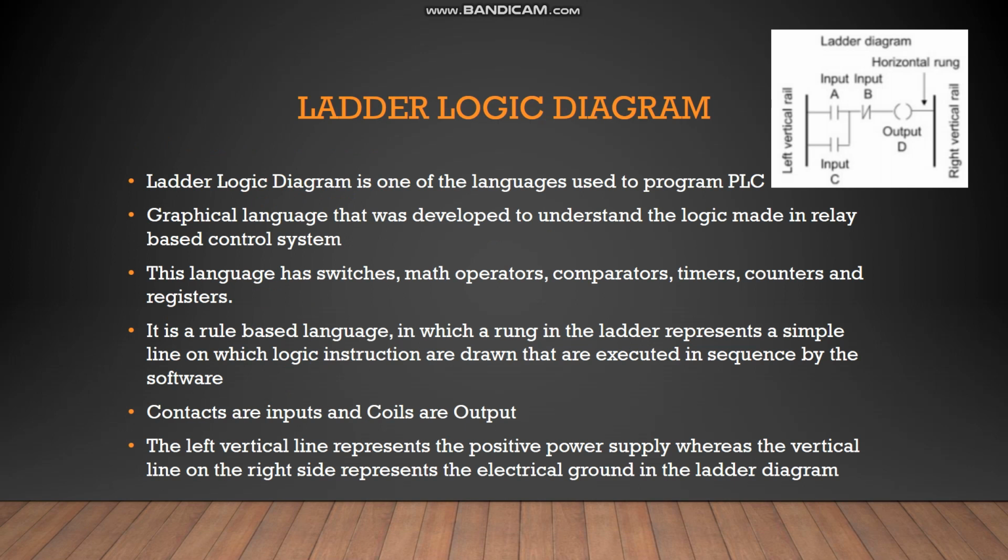Its name is derived from the ladder having 2 vertical rails with a number of horizontal rungs in between them, and each rung in the ladder represents a simple line on which logic instructions are executed sequentially. The contacts refer to the inputs coming from the physical devices, whereas the coils refer to the outputs going from the PLC to the physical output devices such as actuators.